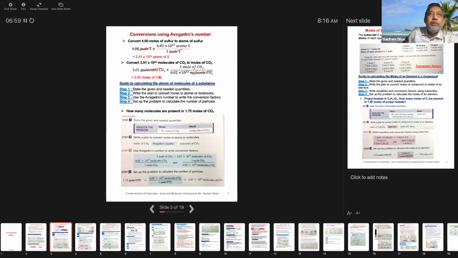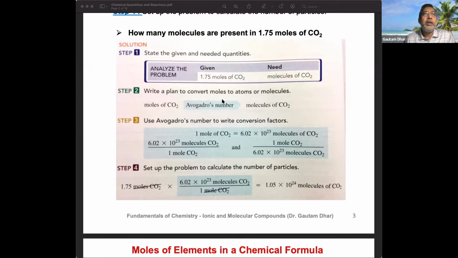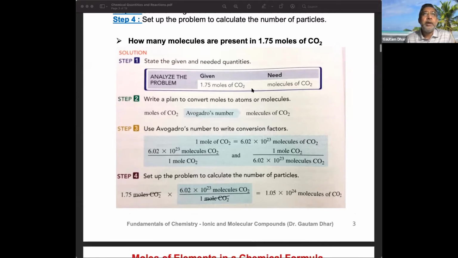So your given is 1.75 moles of carbon dioxide, and needed is this many molecules of carbon dioxide. How many molecules? That's the question mark. If you look carefully, this is the given quantity, 1.75 moles of carbon dioxide, and we want to go to molecules. So your moles of carbon dioxide should cancel out. That's the idea here.